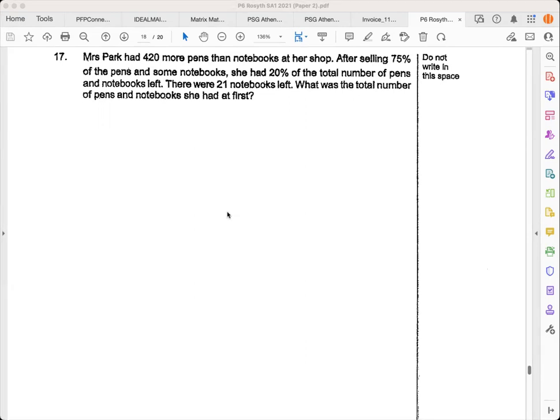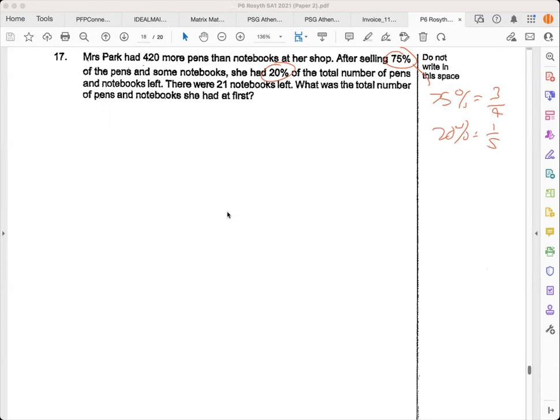So first, I will convert all my percentages to fractions. That's why I always tell you, convert percentage to fraction. It helps you. I find it easier to do. So 75% is 3/4. 20% is 1/5. Okay, so let's work on this.